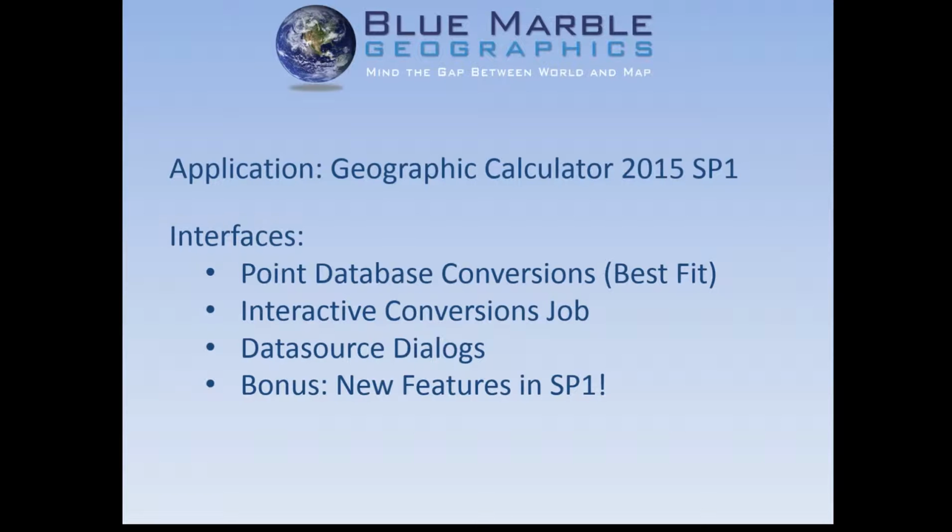We're going to be taking a quick look around on the interactive conversions job, some of the data source dialogues as well. But as a bonus today, we're coming back with one of our live sessions, and the reason for that today is we've just recently launched Service Pack 1 for Geographic Calculator 2015. This is going to be the service pack for the year until the next major release. So we're going to start off today. We're going to spend the first 5 or 10 minutes talking about some of the new features that we've just added into the service pack. And then we're going to get rolling into the real meat and potatoes here today of working with those local coordinate systems.